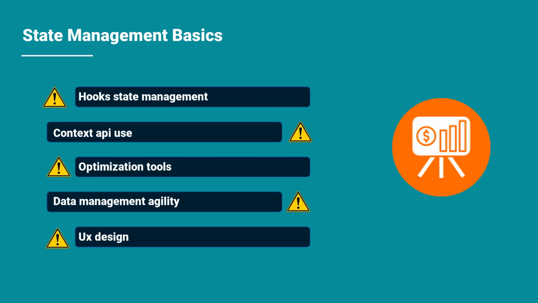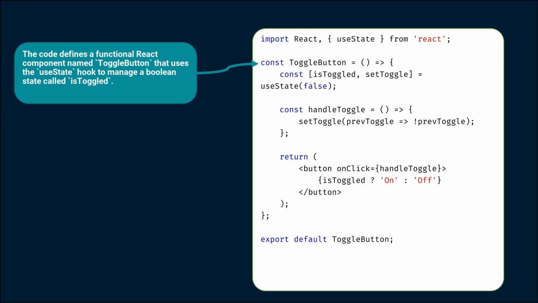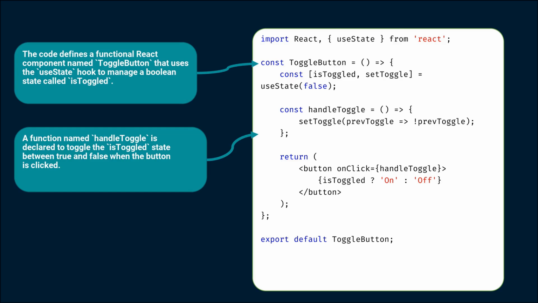Now we'll deepen our understanding of how React treats state as a state machine and explore its implications in building efficient applications. Now let's implement a simple toggle button using the useState hook in React. The first step is to import React and the useState hook from the React library. We define a functional component called toggle button.